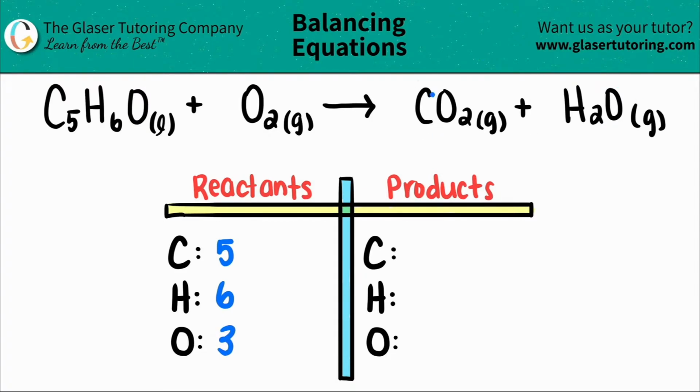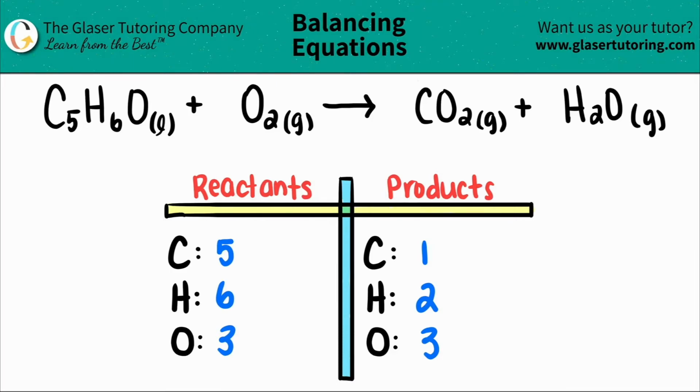Coming over to the right side, I see that I have a carbon. There's no subscript, so that means that there's 1. For the hydrogen, there's a 2 here, so I'm going to put a 2 for the hydrogen. And then be careful again, guys. There's oxygen here and oxygen here, so you have to just add them together. There's 2 oxygens here plus 1 oxygen in H2O. So 2 plus 1 is 3.